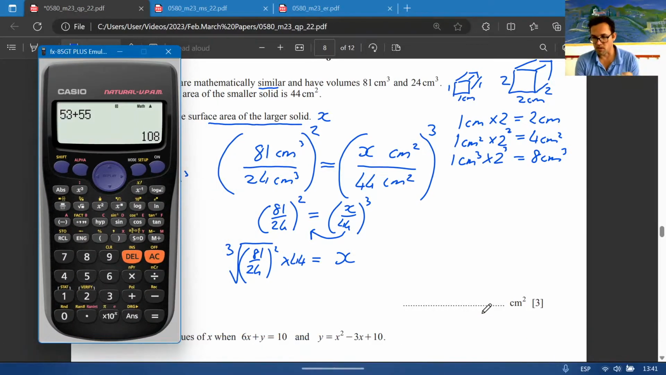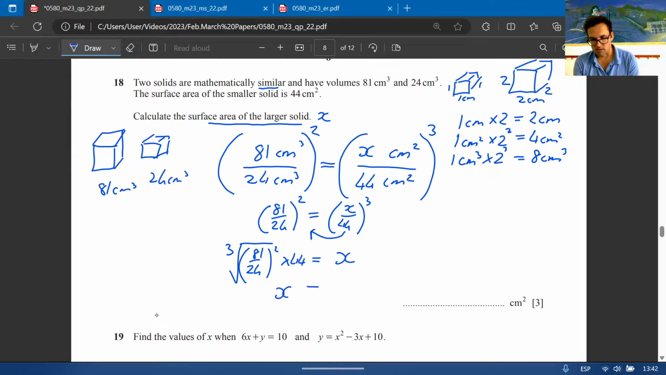So I want to know what it is. I put it into my calculator. We start with cube root. We're going to need a bracket here. 81 over 24 squared. Use the arrows to get out from underneath the square, times 44. So x is 99 centimeters squared.